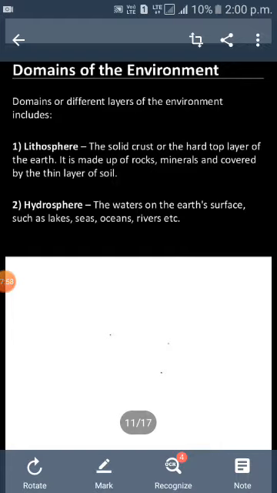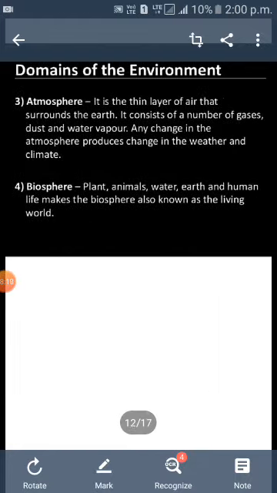So lithosphere is the solid crust or hard top layer of the earth. It is made up of rocks, minerals and covered by the thin layer of soil. Hydrosphere is the water on the earth's surface, which exists in lakes, seas, oceans, rivers, etc. Atmosphere is the thin layer of air that surrounds the earth. It consists of a number of gases, dust and water vapor.